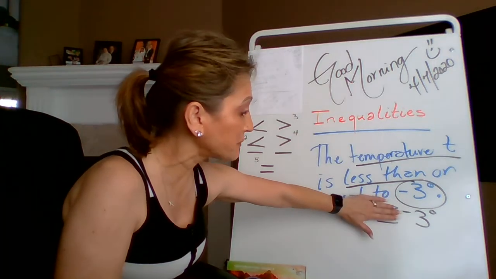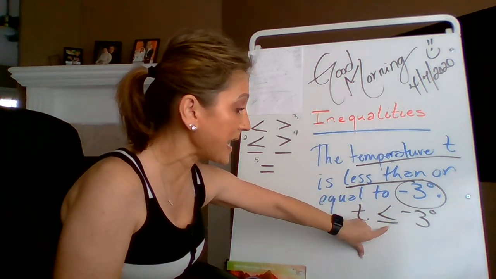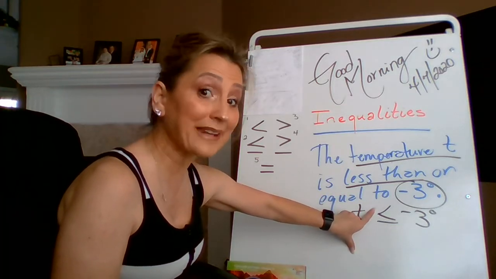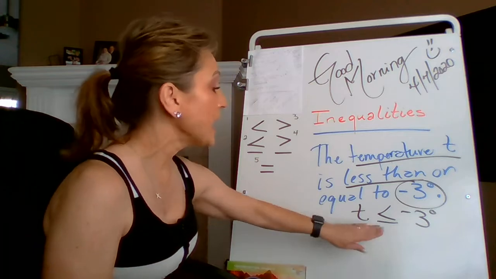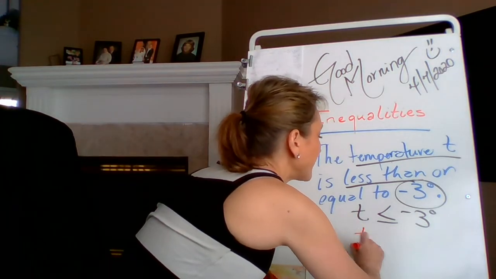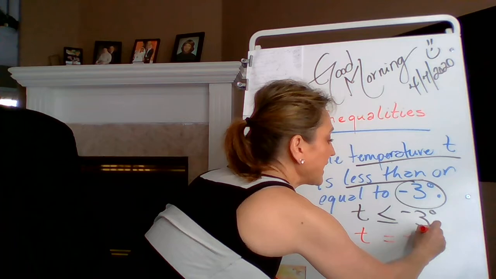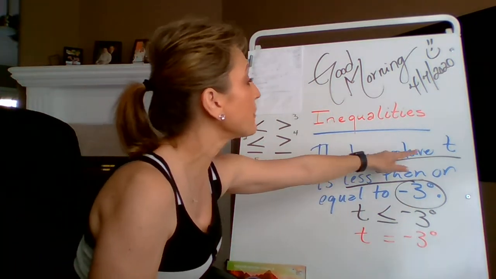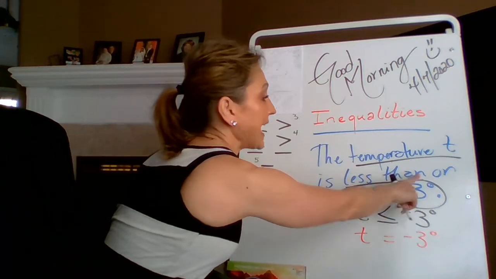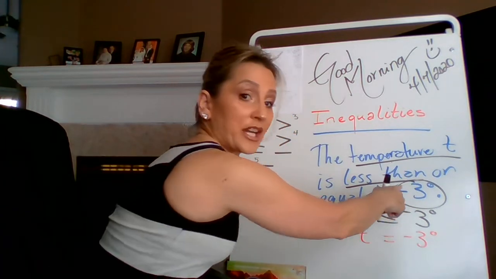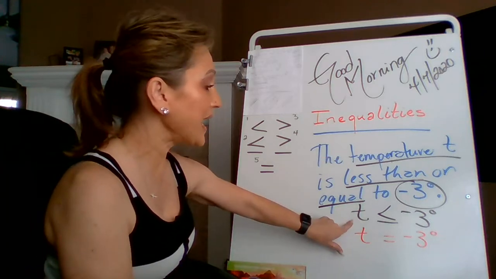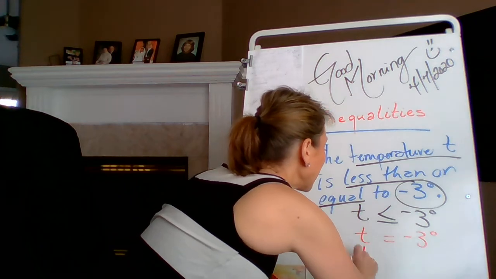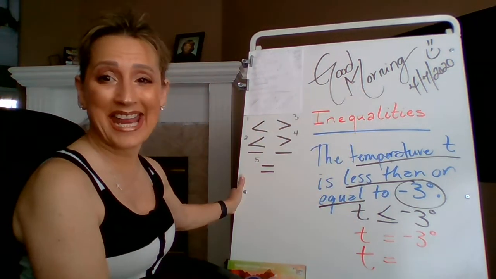That's what they take off this portion so that you'll know it's less than or it can be equal to. They use half of the equal sign because the other part is that it can be less than or it can be equal to. So right now, I know for definite that T can equal -3 degrees. How do I know that? Because the problem stated that the temperature T is less than or equal to -3. So my T can represent -3, or my T can represent anything less than -3.